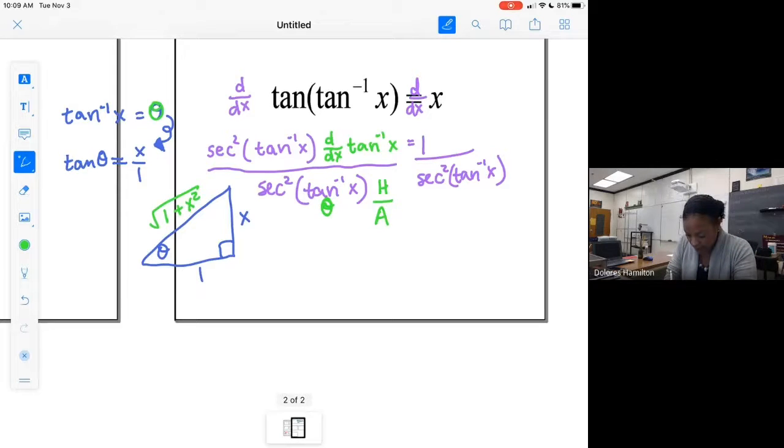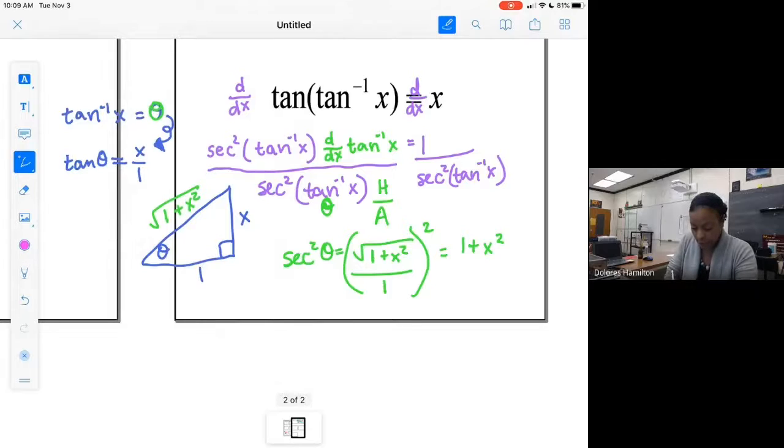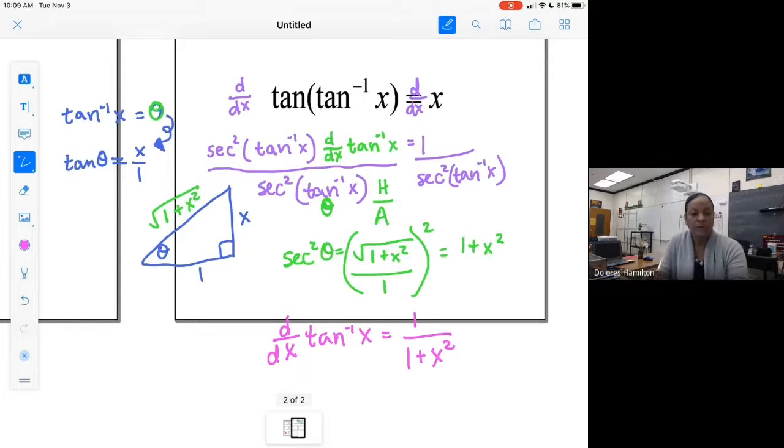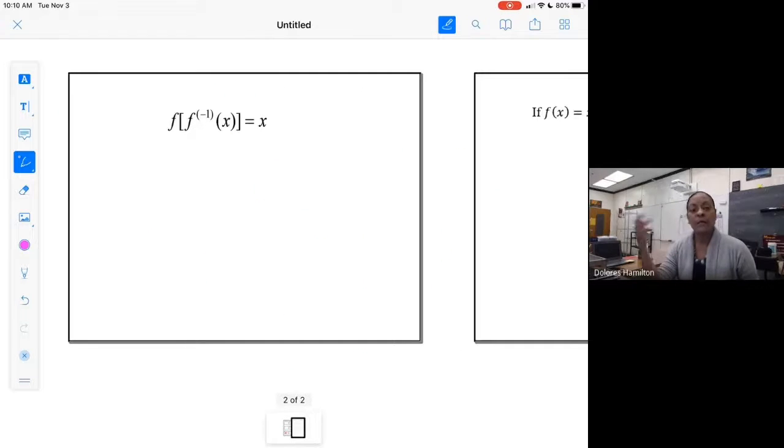So let's have a look. Secant squared of theta is going to be hypotenuse, root of 1 plus x squared, over adjacent, which is 1, squared, which would then give us just a nice clean 1 plus x squared. And so, drum roll, we have that our derivative for inverse tan of x is 1 over 1 plus x squared. So then the question is, what is the generic formula for finding derivatives of inverses?